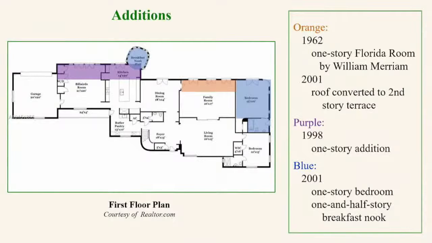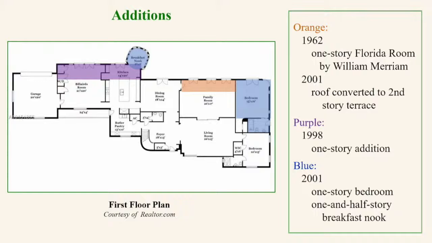There were 3 addition campaigns to the rear of the home. The first in 1962 was a 181-square-foot Florida room by the original architect William Merriam. It was 1-story, flat-roofed, filling in the rear nook of the original L-shaped 2-story portion. It is denoted here in orange. In 2001, the flat roof of this addition was converted to a 2nd-story open-air terrace.